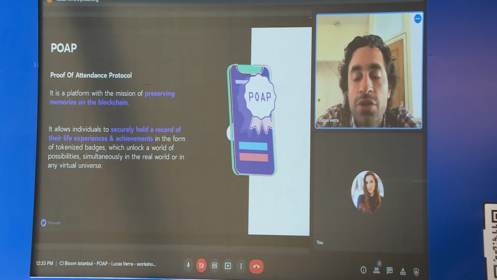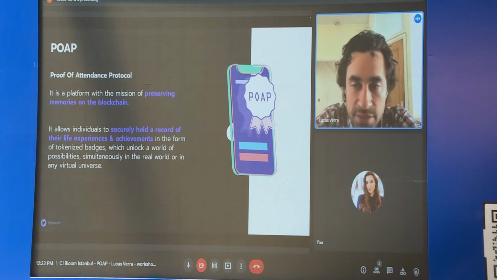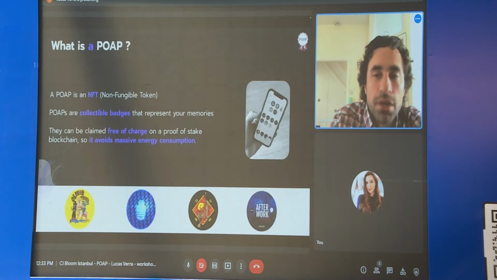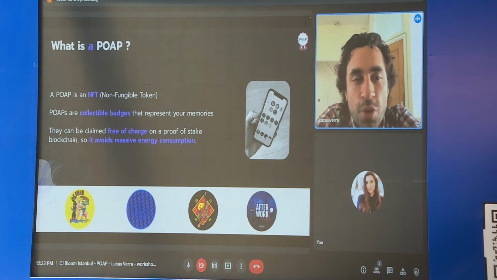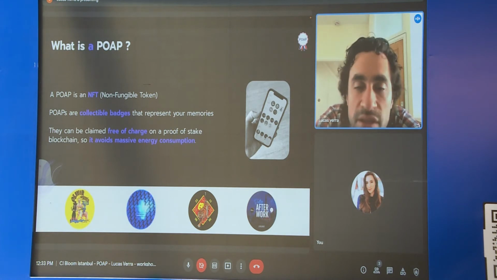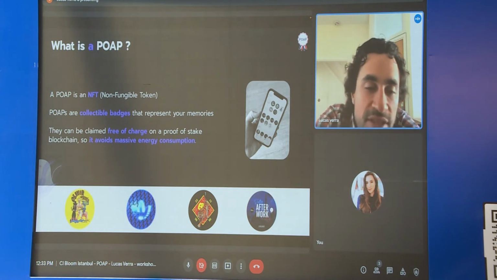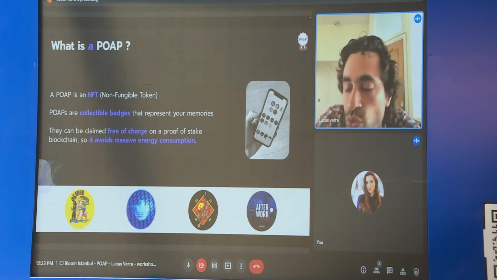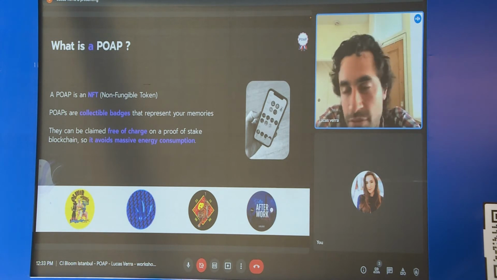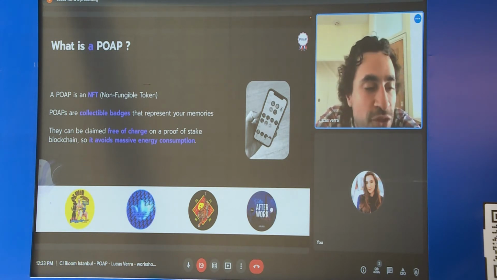What you just understood that an NFT is, but yeah, a POAP is an NFT of you coming to this event. Again, what is a POAP? So POAP, it is an NFT. That's why I was saying that you will receive an NFT. And those are collectible badges that represent your memories, in this case, this workshop. And you will have it for free because POAP is cool and it's free to collect.